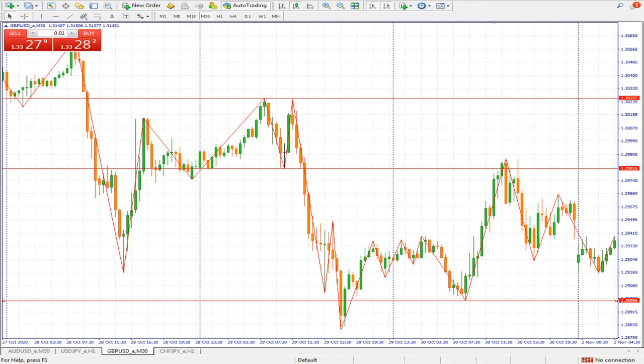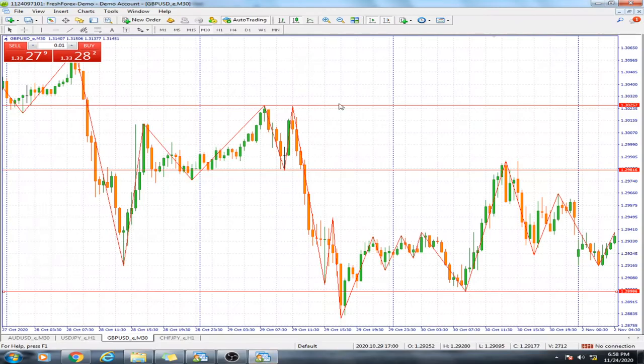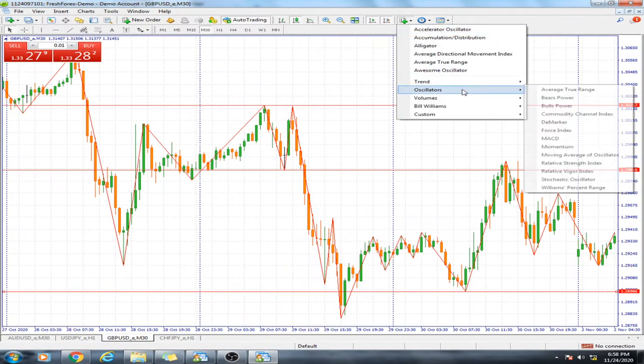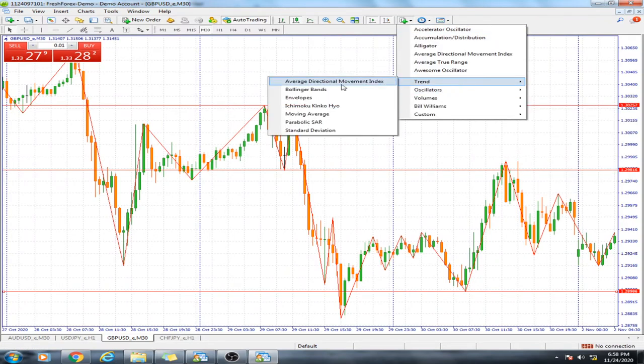Okay, the other indicator which looks really important, which is also very, very good, is known as the ADX indicator, the Average Directional Movement Index indicator. So that indicator, how you get it, give me a second. This is how you get the indicator. You go to file, and then it's a trend indicator here.